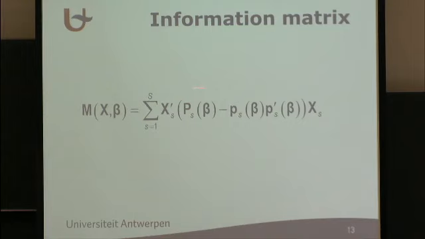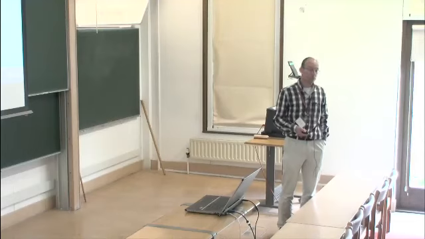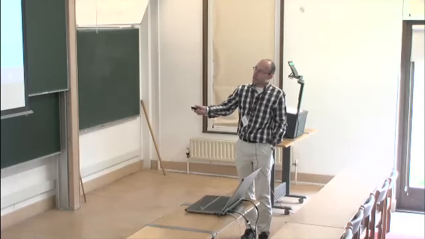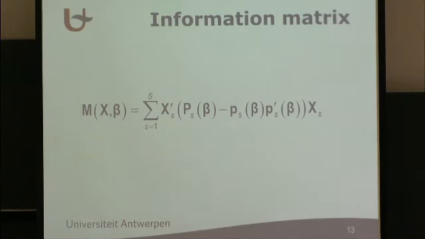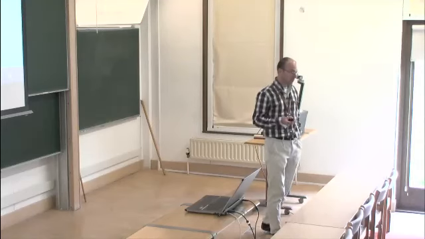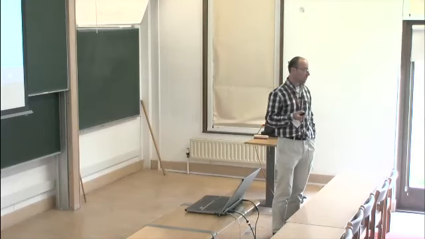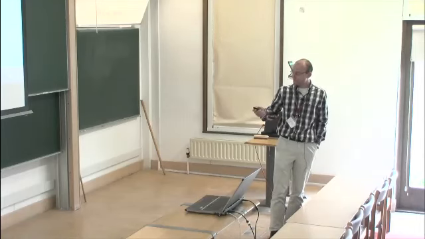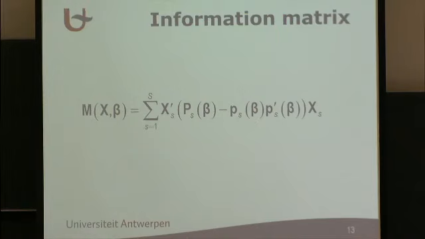This information matrix is a sum of individual information matrices for every choice set. So this sum is over all the choice sets, starting from the first up to the last one, capital S. X sub S here contains the levels of the attributes that you use in choice set S. That matrix appears twice here.